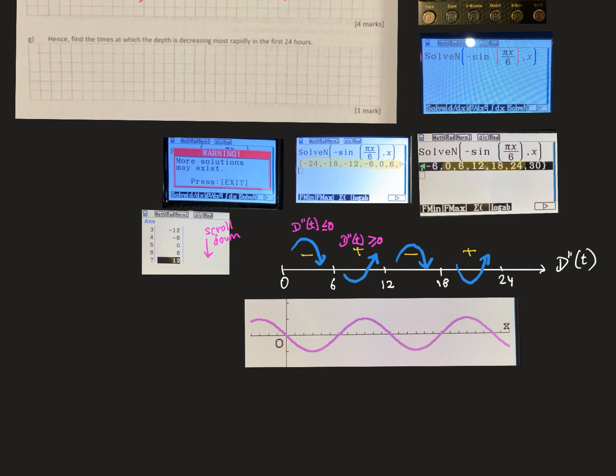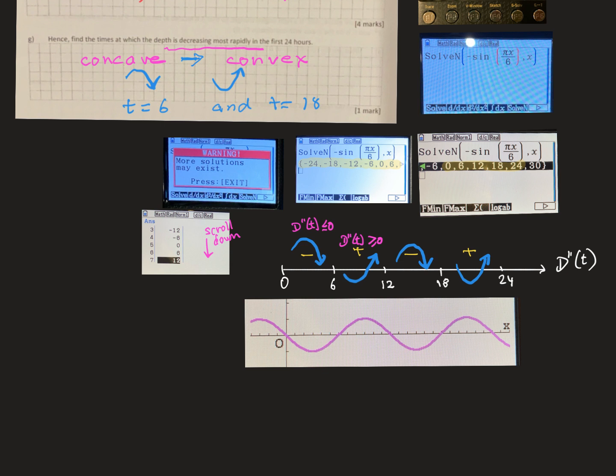How does this help us to determine, for instance, the times at which the depth is decreasing most rapidly? To find the decrease most rapidly, we are looking at concave followed by convex. In other words, we are looking for that graph going down, followed by it going up. And that happens twice. It happens at 6 and it happens at 18. So it happens when t is equal to 6 and t is equal to 18.